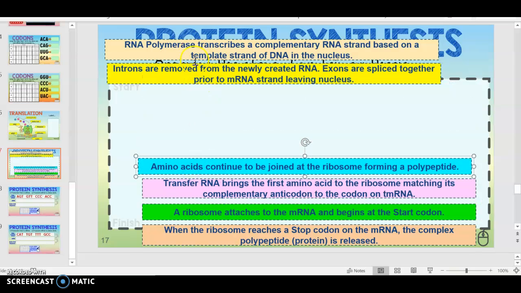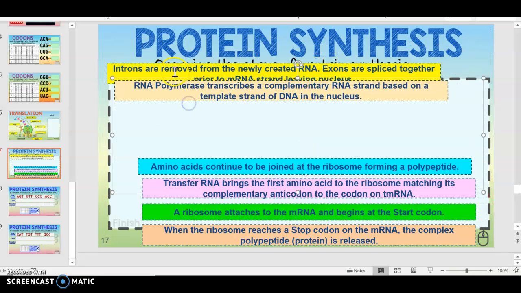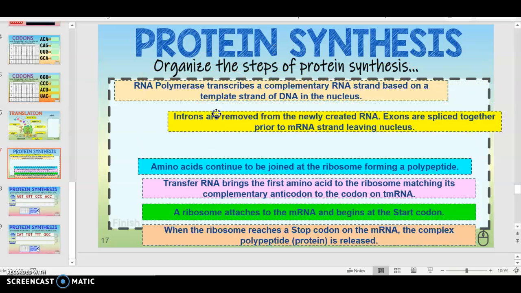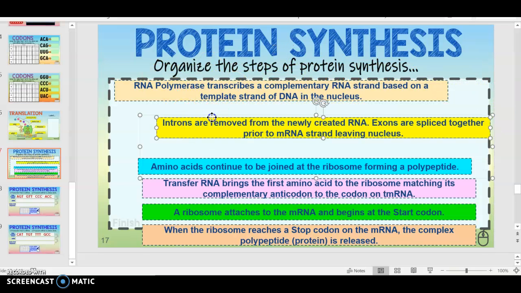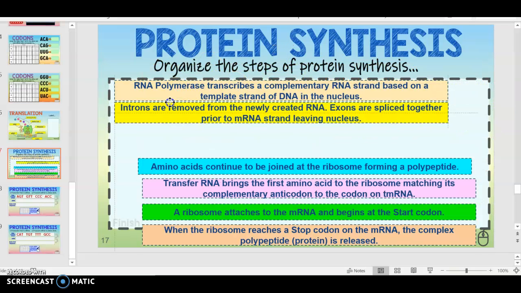So now we got to figure out which one of these is first. Do we transcribe the RNA based on the DNA first or get rid of the introns? Well, you got to do the actual transcription before you can get rid of the introns. So this kind of ugly orangey brown one is first, and then this yellow one will be second. All right, so that is transcription.